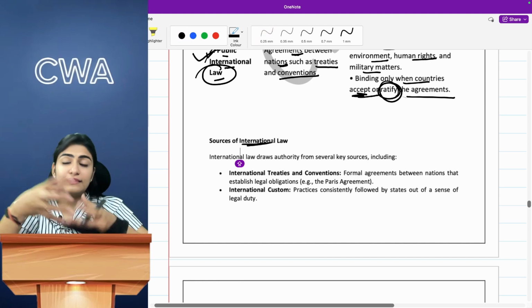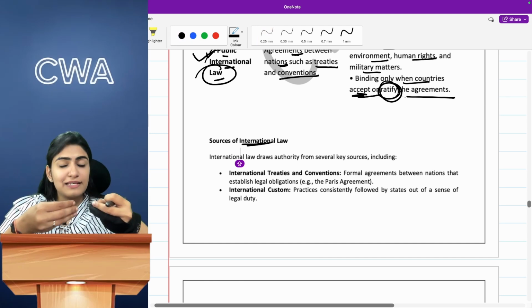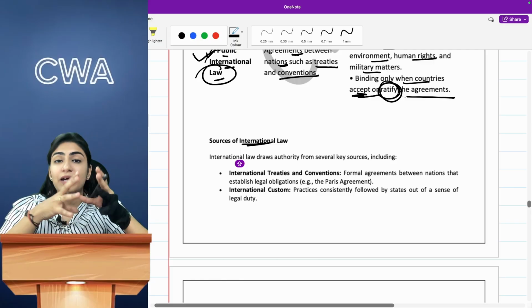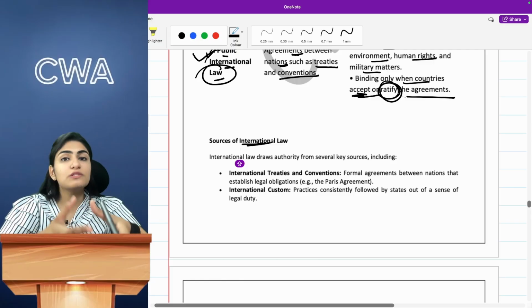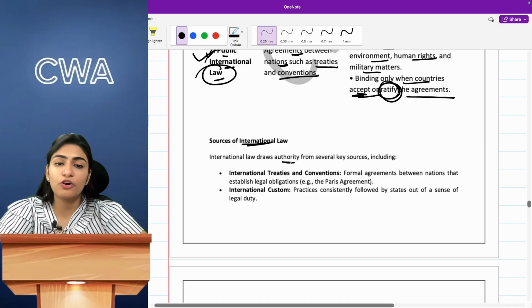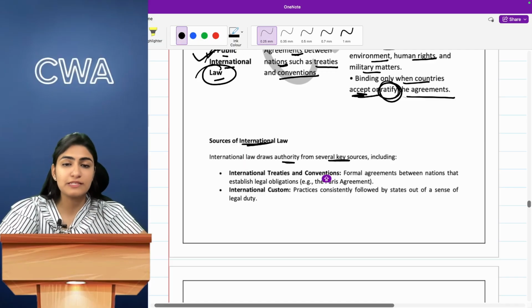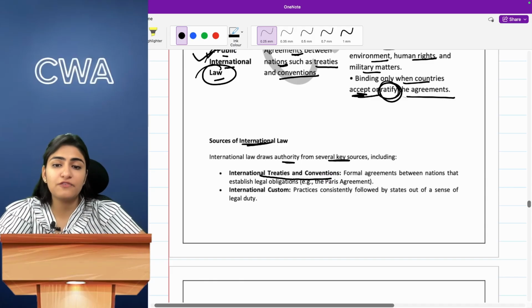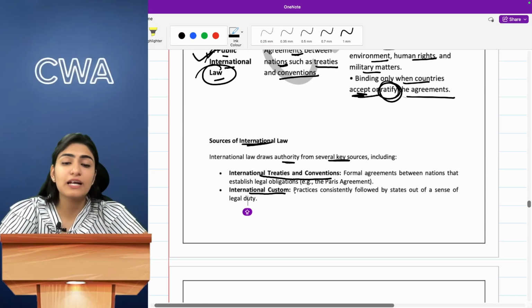Now, what are the sources of this international law, ma'am? From where are these people making these international laws? They might be referring to something, right? They might be referring to some rules and regulations to make this law. International law draws authority from several key sources, including international treaties and conventions and international customs.